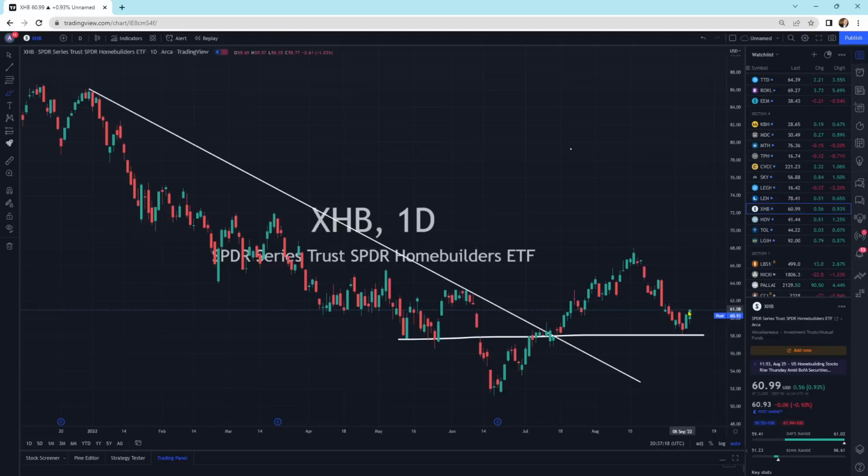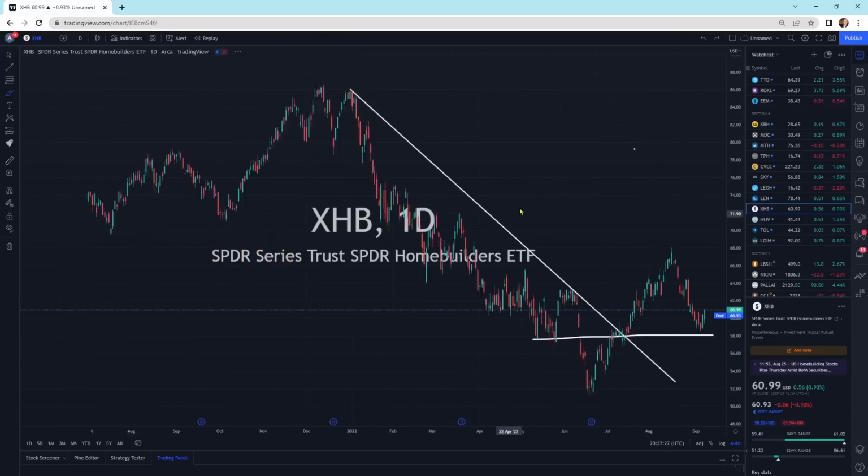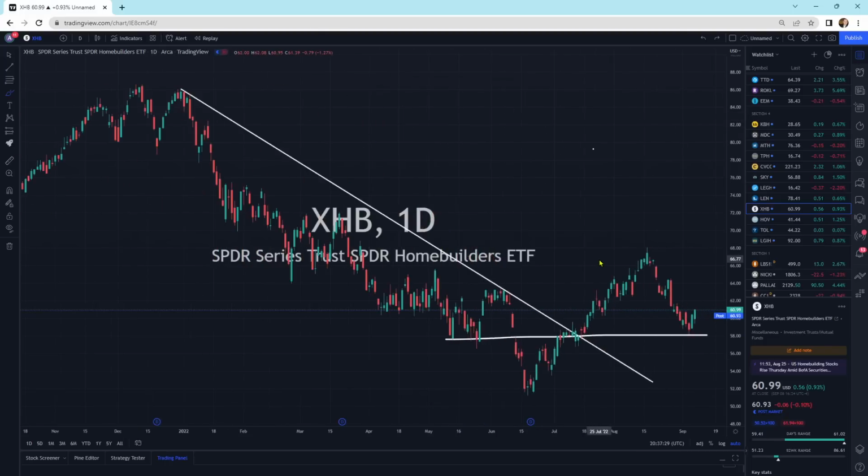XHB, yeah, we're moving higher, looking good. It's trading very similar to the overall markets, but that looks good. I think it will continue higher. Nice, strong finish for XHB. Broken down trend line, everything's still intact.